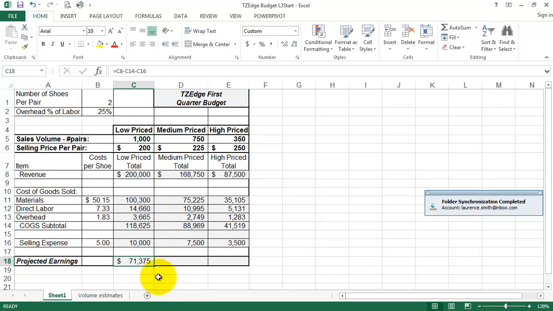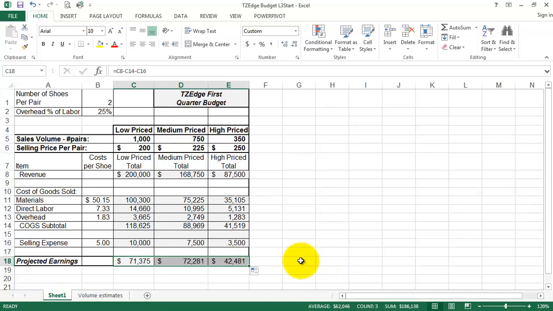So if I take my 71,000 now and then I drag her across, you'll see now what happens. Well, lo and behold, the lowest price one, the 200, is not the highest profits. The one at 225 provides the highest profits, provides about $1,000 more in overall profits. So bear that in mind, that it's not just an obvious answer in the business world as to how to optimize your pricing and volume.